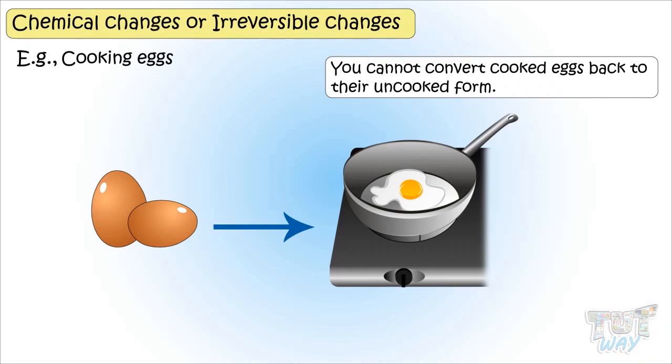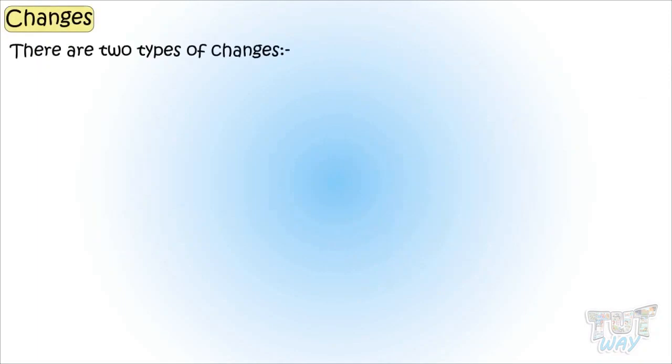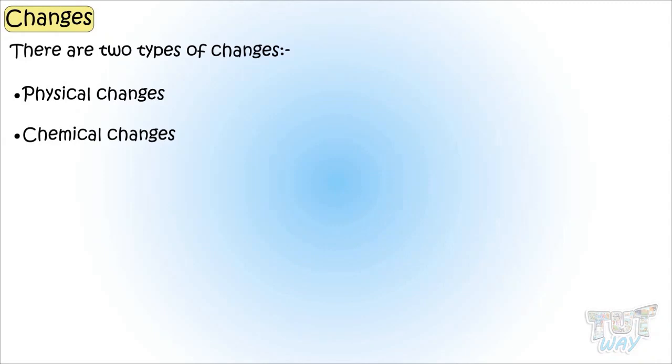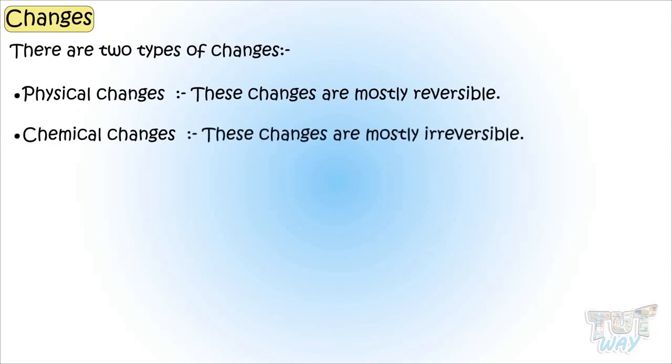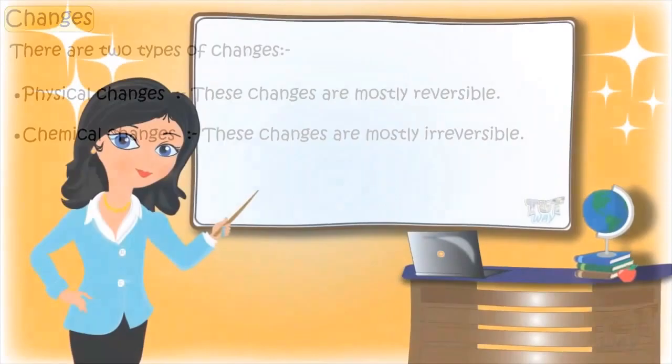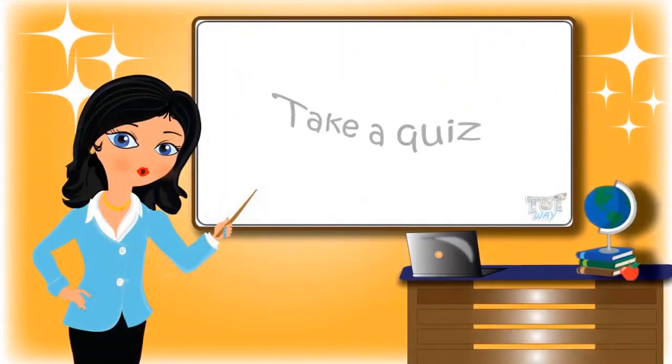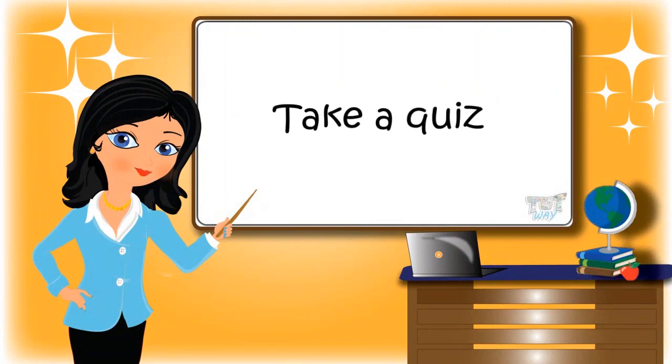So kids, today we learned two types of changes. Physical changes and chemical changes. And we also learned that physical changes are mostly reversible, and chemical changes are irreversible. Now you may go ahead and take a quiz to learn more.